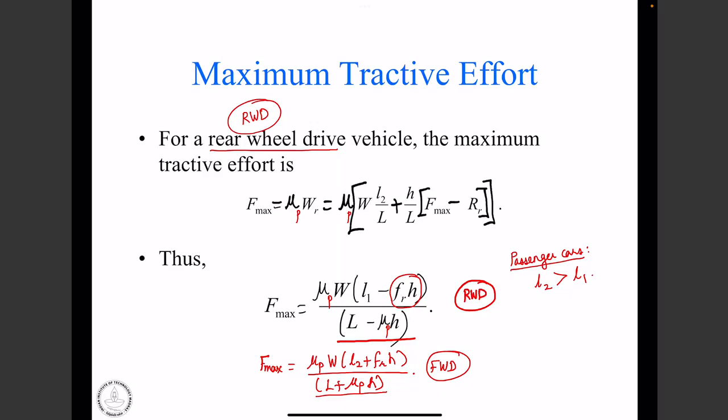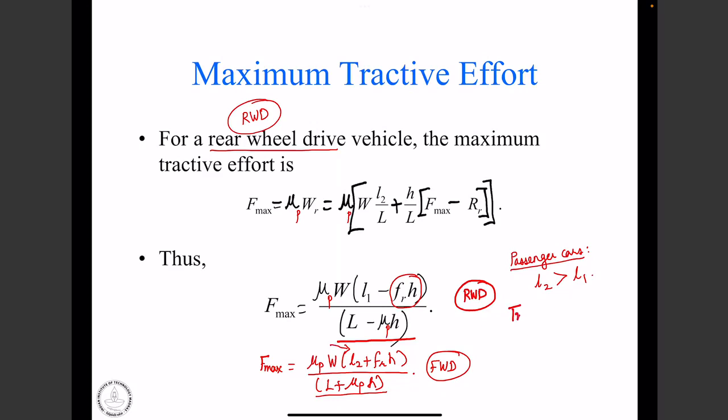However, for most passenger cars, L2 is greater than L1, and we can immediately see that L2 appears in the formula for the front wheel drive, when compared to the rear wheel drive. So that tells us why we drive the front wheels, because there is a larger potential for tractive force from the front wheels in a passenger car, and that's why we prefer a front wheel drive.